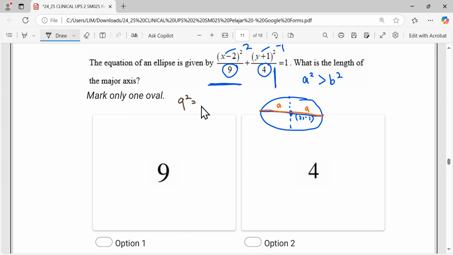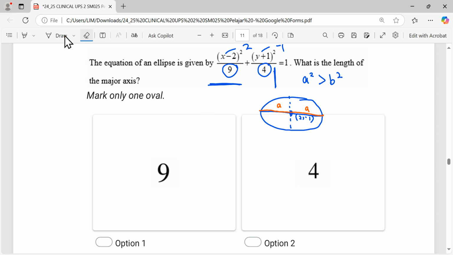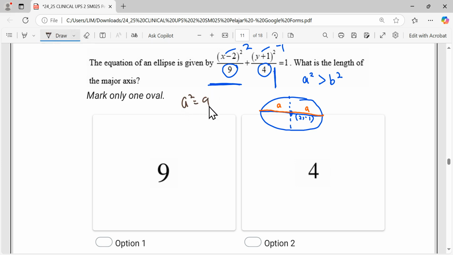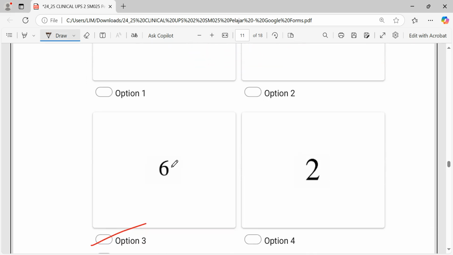So a square equals 9. So the value of a is 3, which means that this is 3 units. This is 3 units. Then the major axis total length here, 3 plus 3, equals 6 units. So here we have our option.